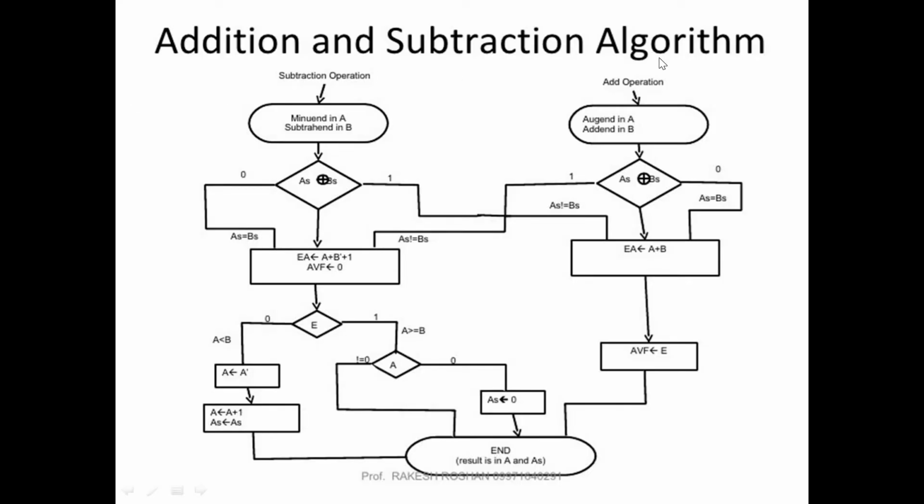So in the addition and subtraction algorithms, two operations are there. One is the add operation, the second one is the subtraction operation. The final result, overall, we are going to store that sum in the A register. AS means the sign magnitude bit. The MS bit of the A register is stored into the AS.